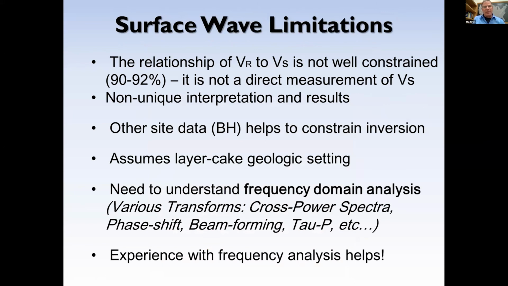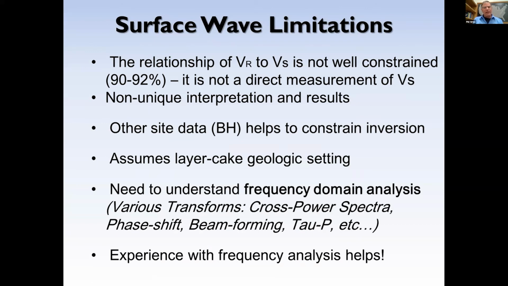The surface wave limitations: I mentioned earlier that the relationship of the Rayleigh wave velocity, which is what we're measuring, to the VS, which is what we're inferring, is not really well constrained. There's a lot of literature, and 92% is generally the rule of thumb. But it is an indirect measurement. It is not the direct measurement of VS, say if you were doing it with refraction. Non-unique interpretations, but that's not atypical for most of our geophysical applications. One site borehole really helps constrain that inversion. Clint shared that earlier today.